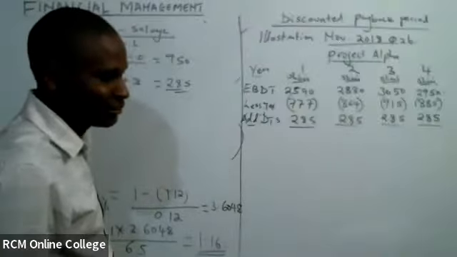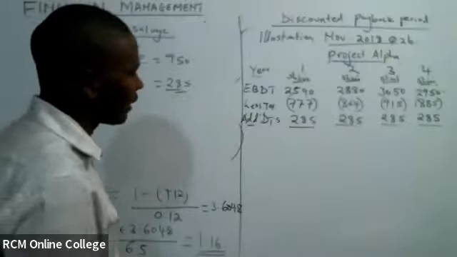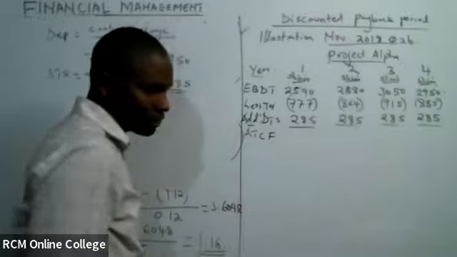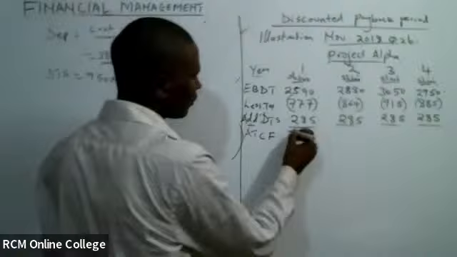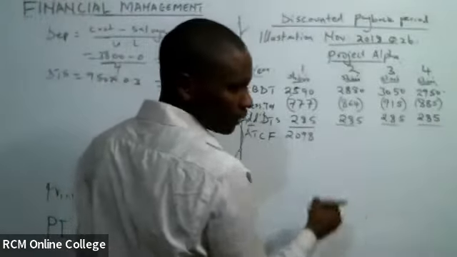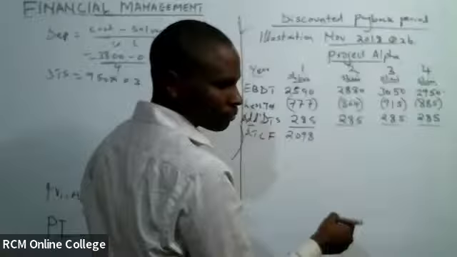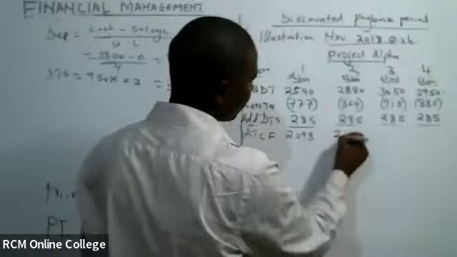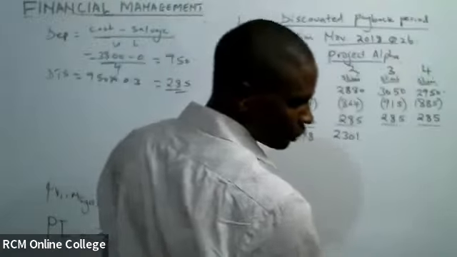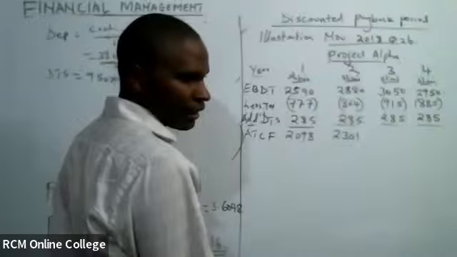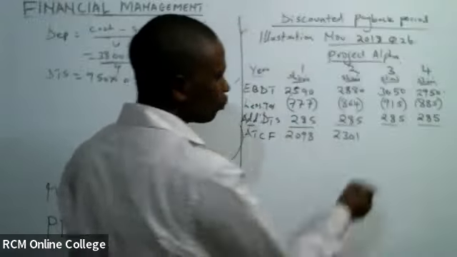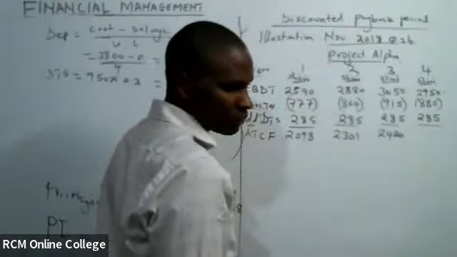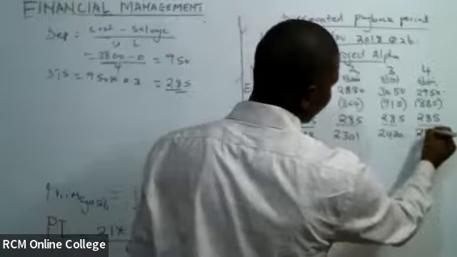Yes, that's true. So the first one, let's get our after-tax cash flow. Now let's get ours: 2098. 2098, move on. 2098. The second, third, fourth, like that. 2301. The third one? 2420. And the last one now, 2350.